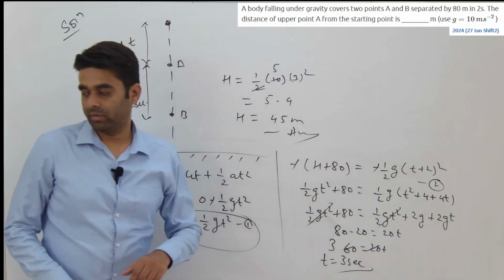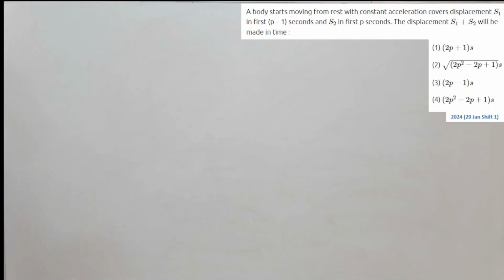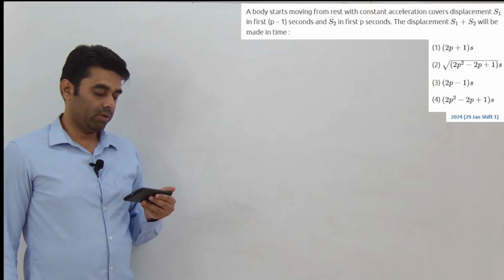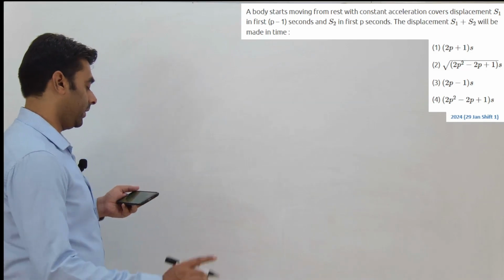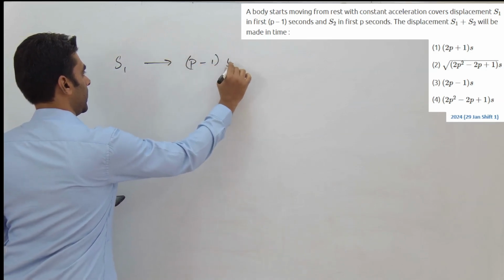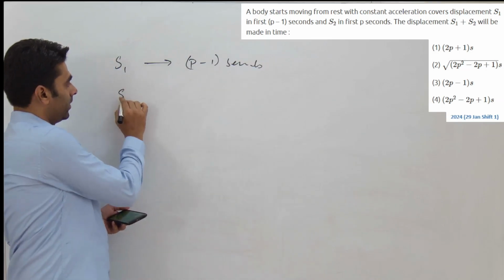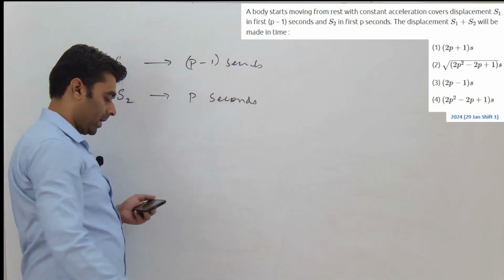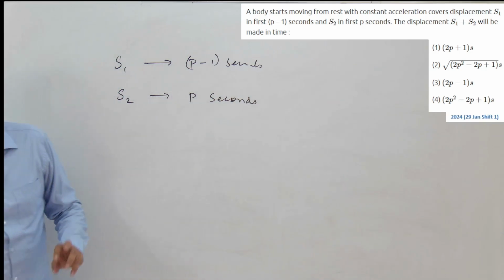Let's move to the next question. Okay, next, it's a 29 January shift 1 question. A body starting from rest with constant acceleration covers displacement s1 in the first p minus 1 seconds, and s2 in the first p seconds. The displacement s1 plus s2 will be made in time dash. Fine. Again, it's a constant acceleration.